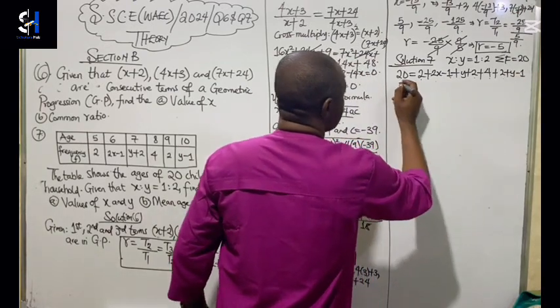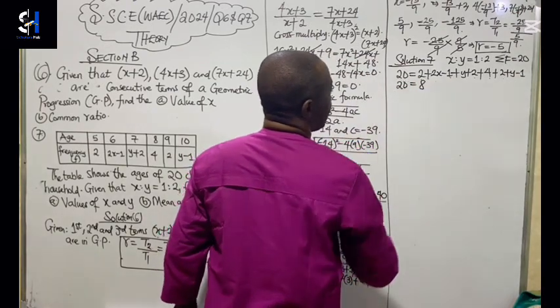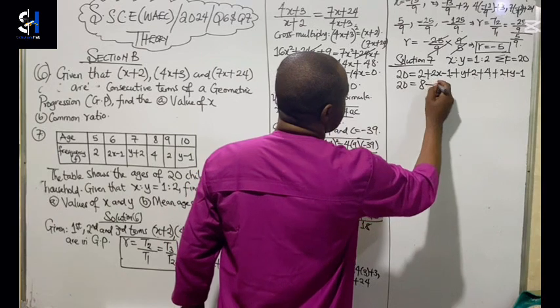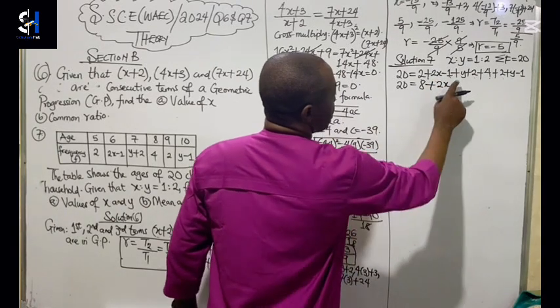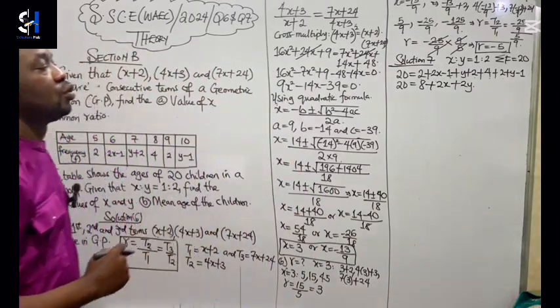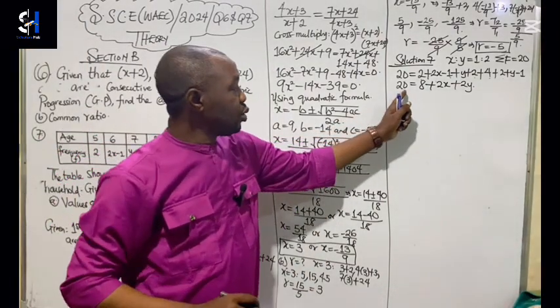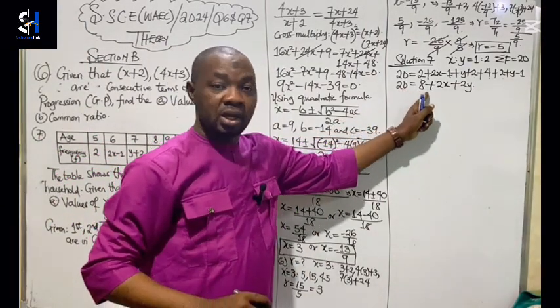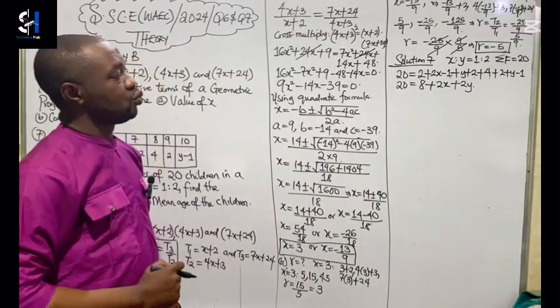Then 9 minus 1, that will be 8. So 2x, then we have 2x. Then y plus y, that will be 2y. So the equation now is 20 equals 8 plus 2x plus 2y.